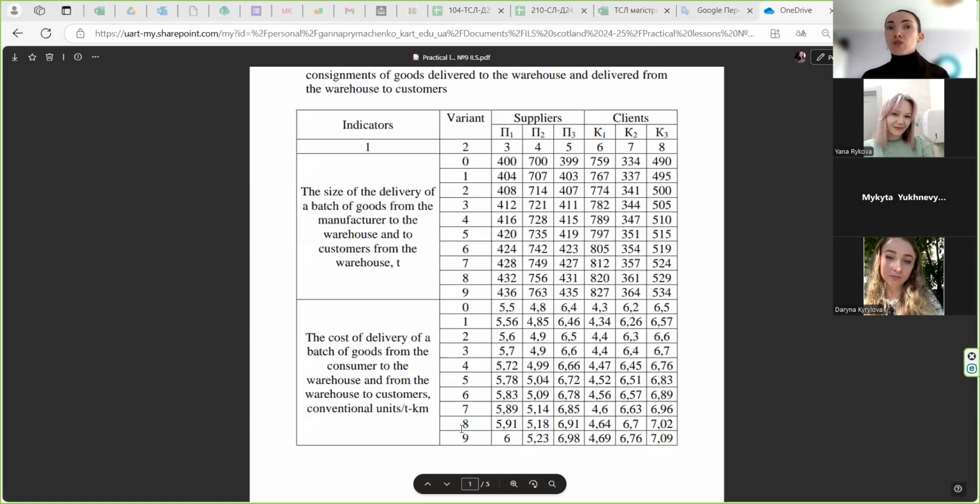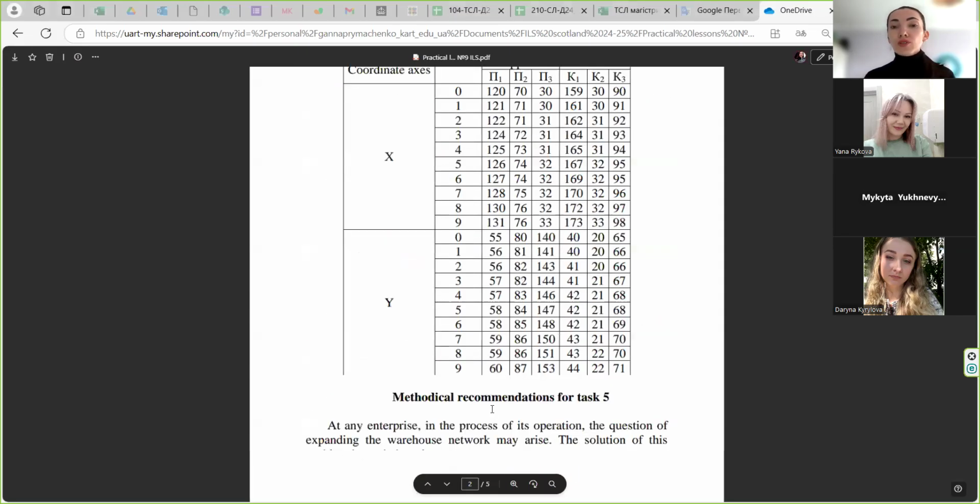So now is our second part of our practical lesson number 9. I show the screen with our task number 5. We stopped in our first part on the calculation of our first formulas. I also repeat this information because it is important.